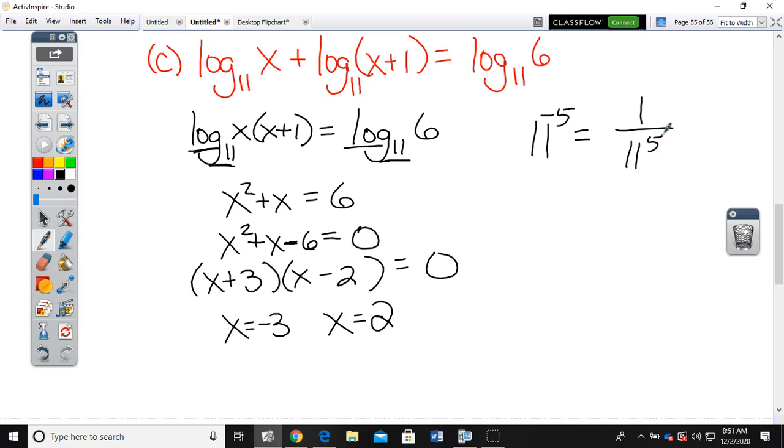If the x was a base, could it be negative? Could a base be negative? Yes, that's okay. But you can't be taking the log of a negative. Is that making sense? So that's an extra solution. If you want to get really fancy, it's called an extraneous solution. Basically that's a solution that works mathematically, but it doesn't actually work in real life.